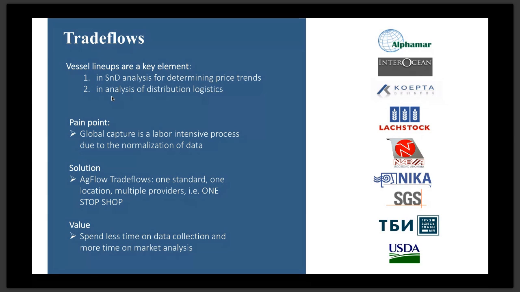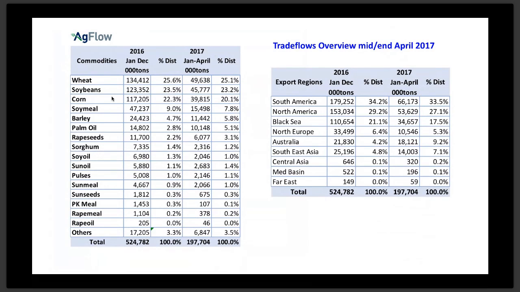The AgFlow goal is very simple. It's to engage and blend the best sources of vessel lineup data to give the fullest and most accurate picture of what is being moved in the world of agricultural commodities and products. It's a process, and so far we have succeeded in getting this far. And let's take a further look at what we really are doing.